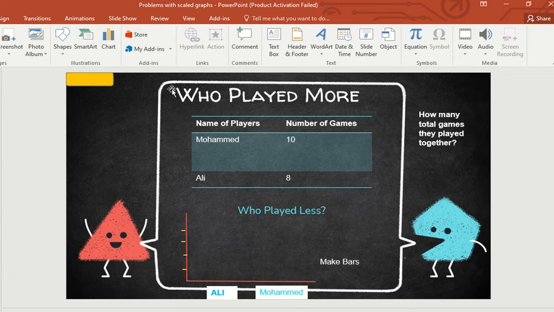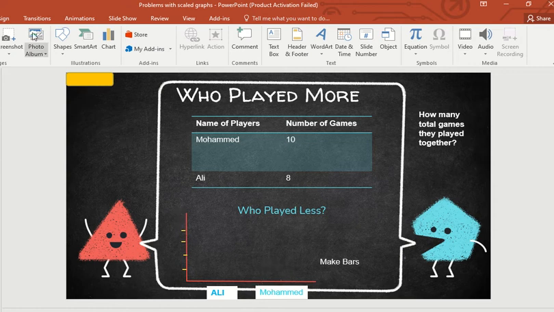Okay, now I have a question here. Who played more? There are players, Muhammad and Ali. Here you can see their names and here are their games. Muhammad played 10 games and Ali played 8 games. Who played more games? Which answer do you think is correct from these two numbers? 10. Good. So which scale can you write to represent this 10 and 8? 2, 4, 6, 8, and 10.